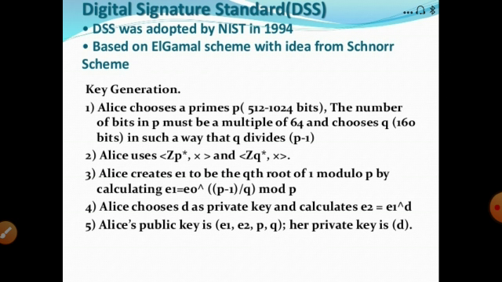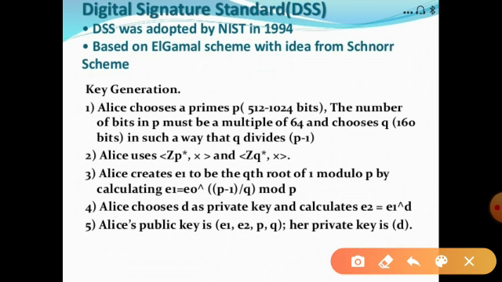In this, the keys are different, so we'll see the key generation. Alice chooses the prime p, which is 512 to 1024 bits. The number of bits in p must be a multiple of 64.